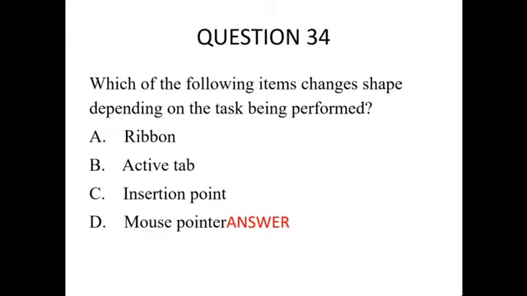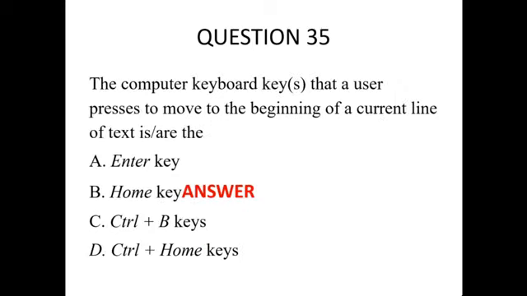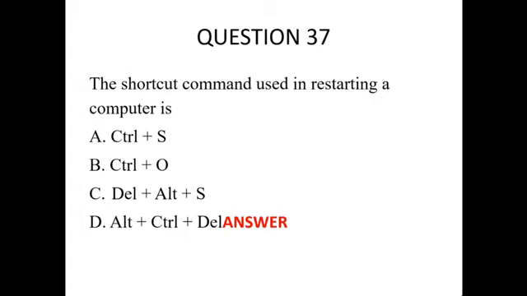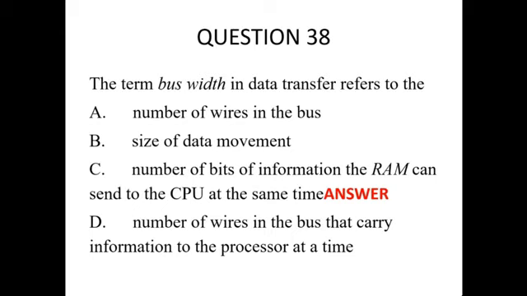Okay. Question 34. Which of the following items changes shape depending on tasks being performed? That is the mouse pointer. The mouse pointer changes shape depending on the task that is performed. The computer keyboard key that is pressed to move to the beginning of the current line is the Home key. Data loss in a computer cannot be prevented with the use of the flash drive. The flash drive is just for storage. The shortcut command used in restarting the computer is Alt plus Control plus Delete.